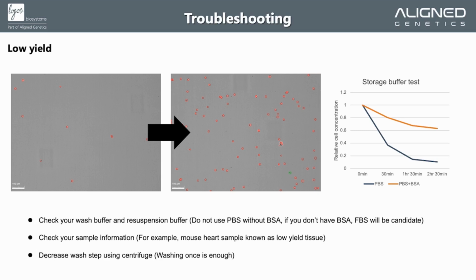And then certain tissues, such as mouse hearts, are known for their low yield, so please check your sample information. And then moreover, you can minimize the washing steps during sample preparation to keep your sample yield high.